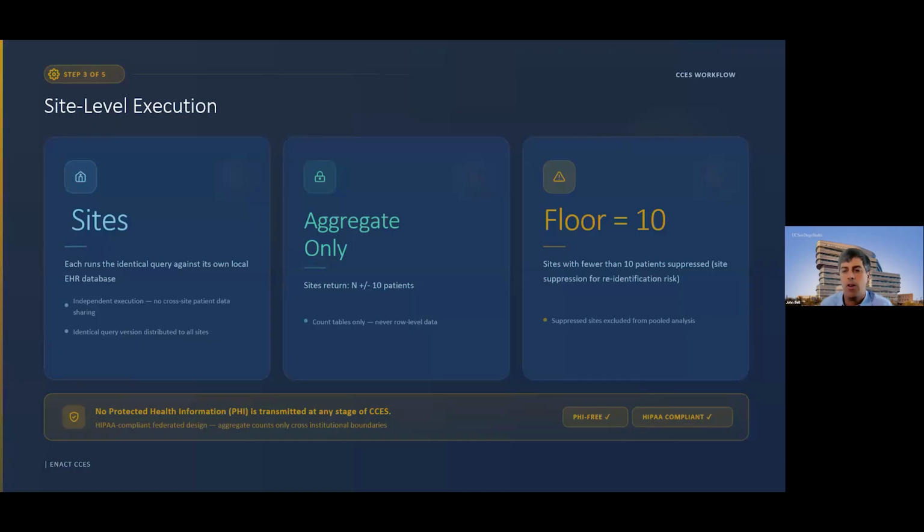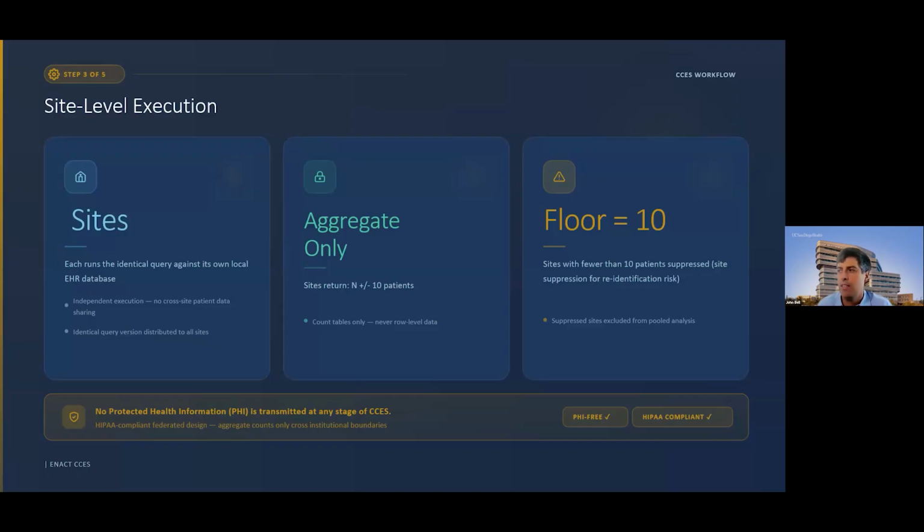Again, when we are running this in the ENACT network through Shrine, each of the queries is run locally, in its own EHR database with independent execution. So there's no cross-site patient data sharing, and the identical query version is distributed to each site to rerun. We come back with aggregated data. Typically, that has been with the site return in plus or minus 10 patients. We'll talk about a change that has been implemented more recently. We get count tables only, never row level data, so we don't ever see the exact patient level data. We just get the aggregated counts.